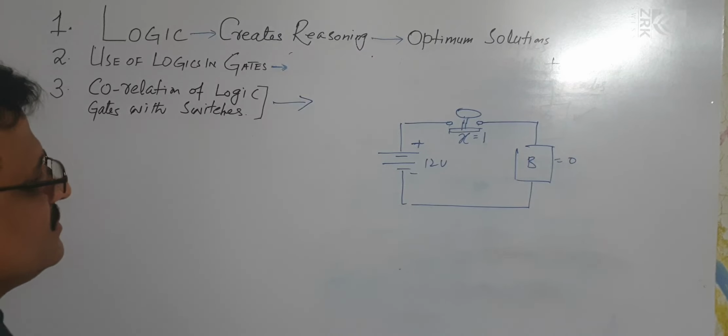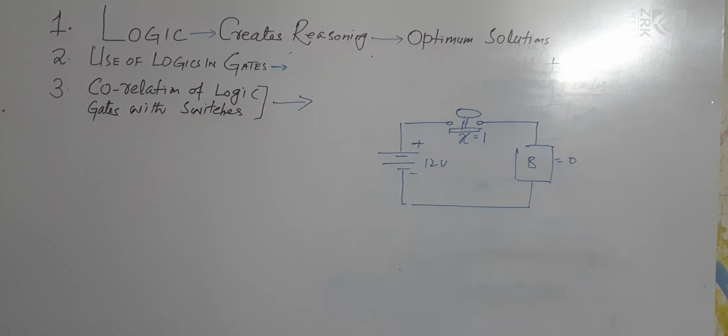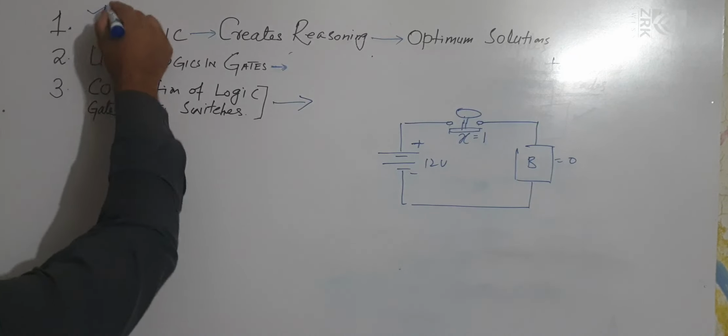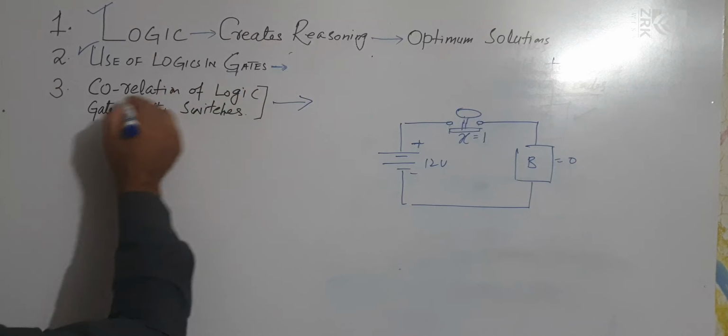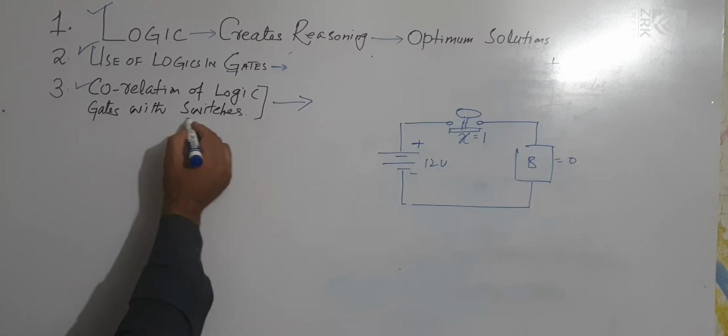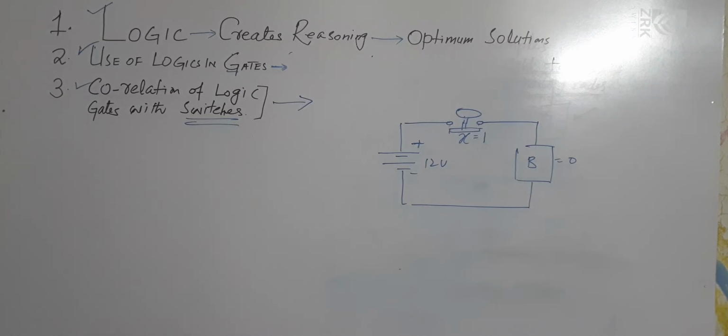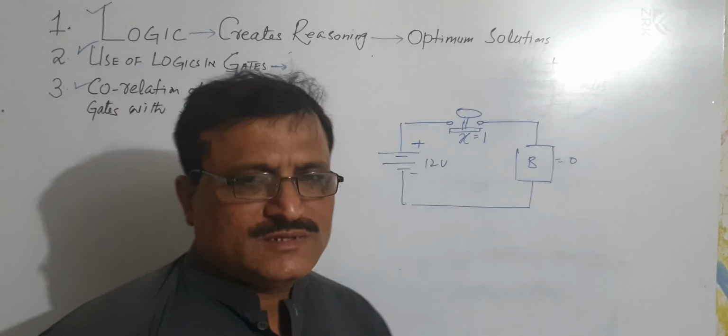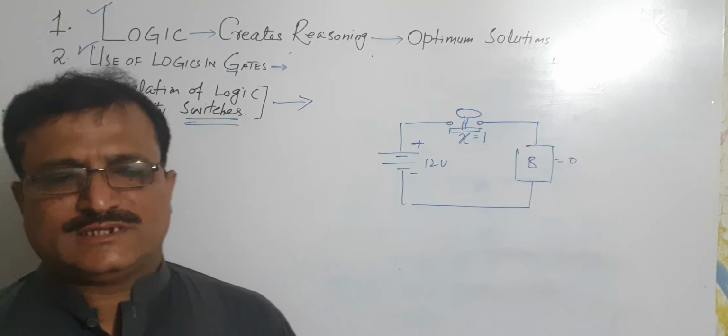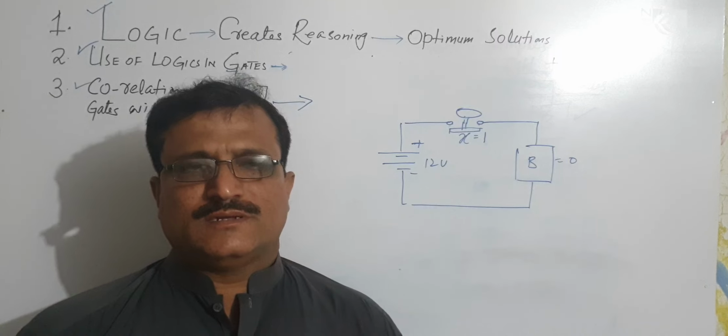So this resembles a NOT gate. Now in this lecture I have explained the use of logic in the gates, the correlation of the logic gates with the switches. So this is all for today's lecture. In today's lecture I have talked about these three topics.